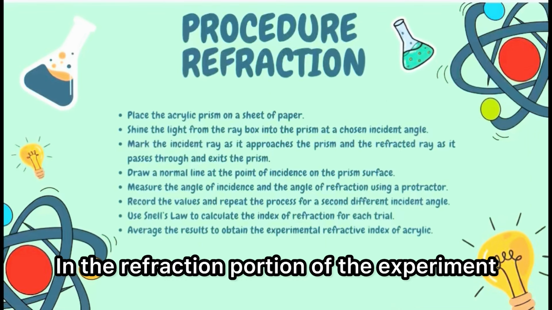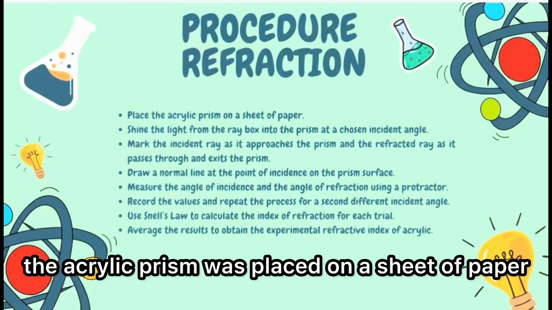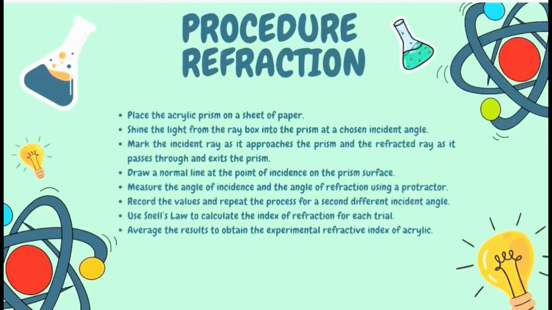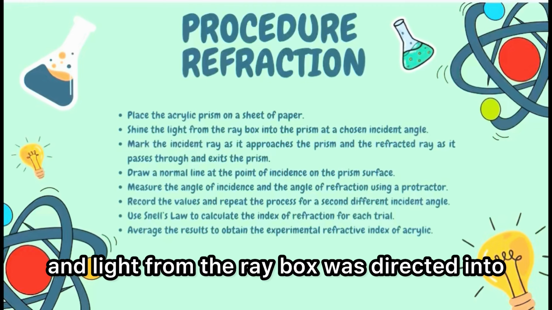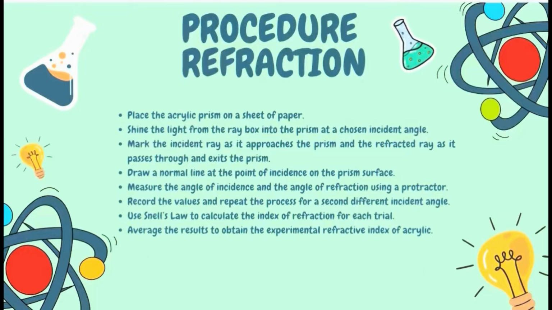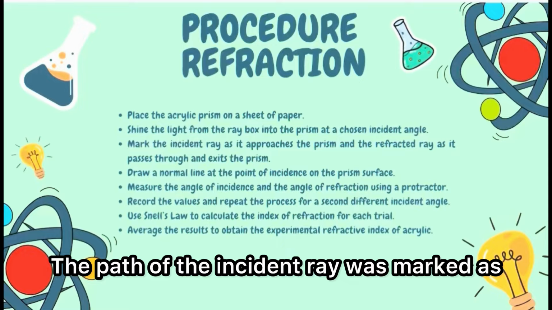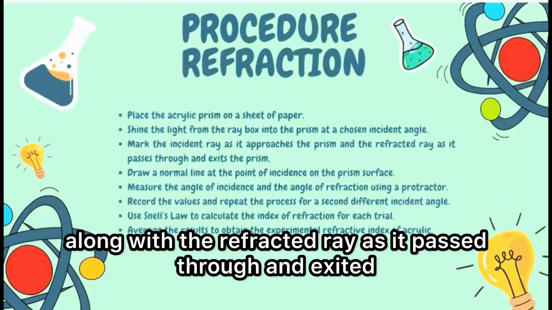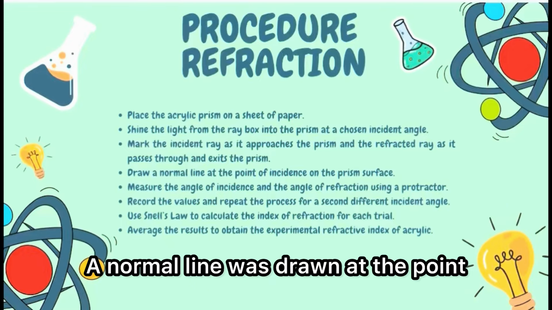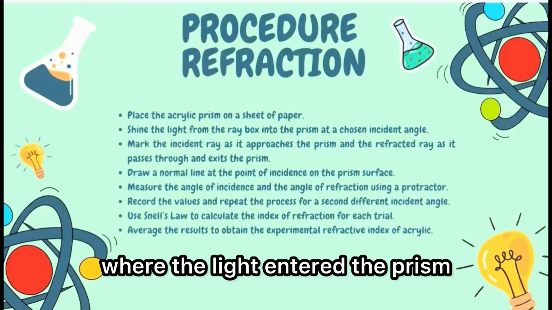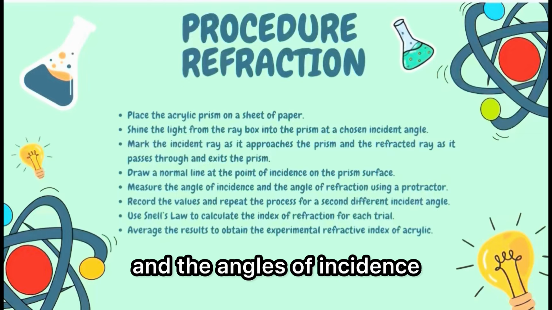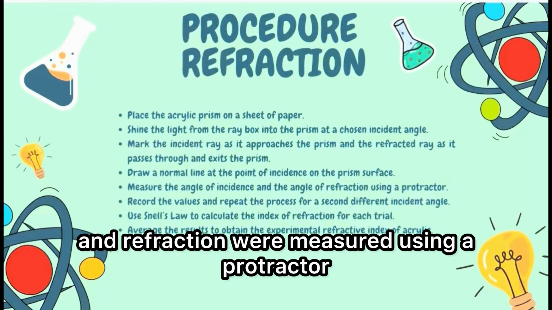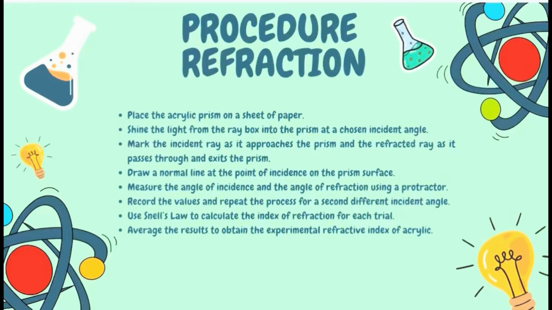In the refraction portion of the experiment, the acrylic prism was placed on a sheet of paper, and light from the ray box was directed into the prism at a chosen angle. The path of the incident ray was marked as it approached the prism, along with the refracted ray as it passed through and exited. A normal line was drawn at the point where the light entered the prism, and the angles of incidence and refraction were measured using a protractor.